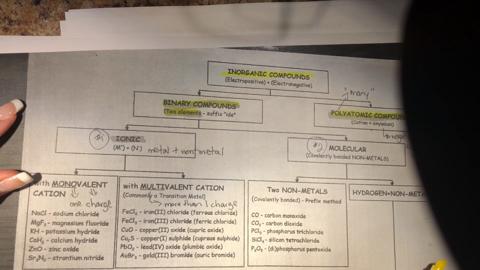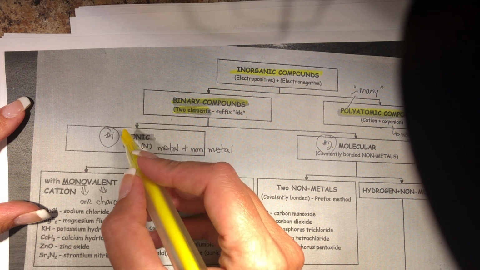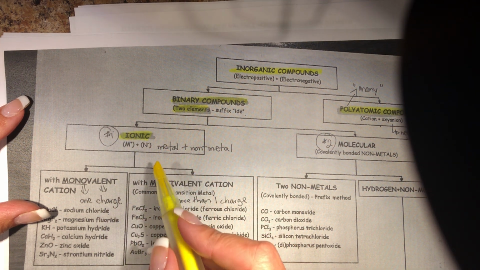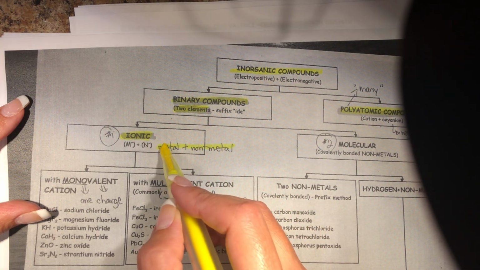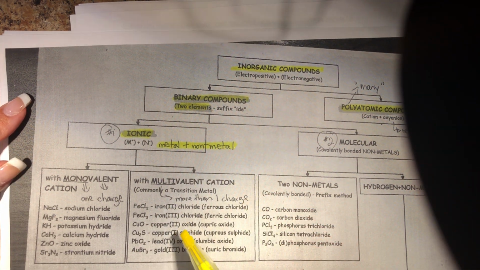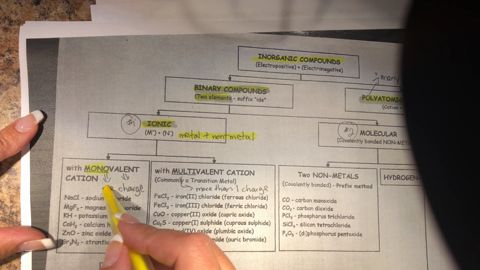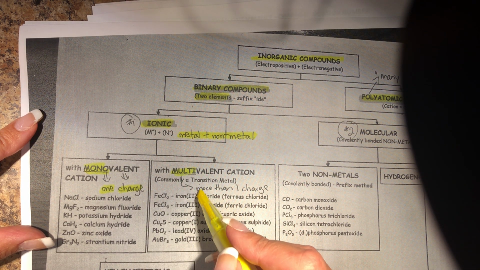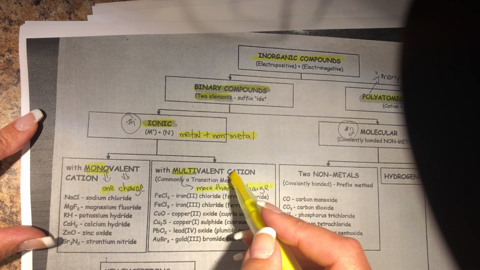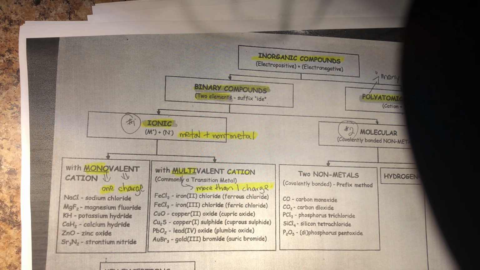So the first thing we're going to look at are ionic compounds. Ionic, as we looked at in chapter 2, are metals plus nonmetals. They have to have a metal and a nonmetal. So we will look at ones that are monovalent, mono meaning one charge, and multivalent, multi meaning more than one charge. And multivalent cation. The cation, remember, is the positive portion. So we will start with that in our notes.